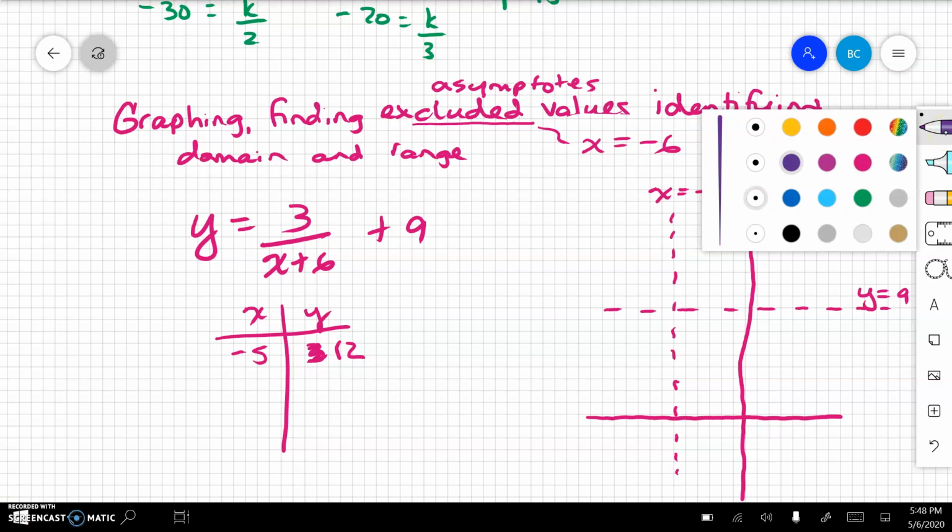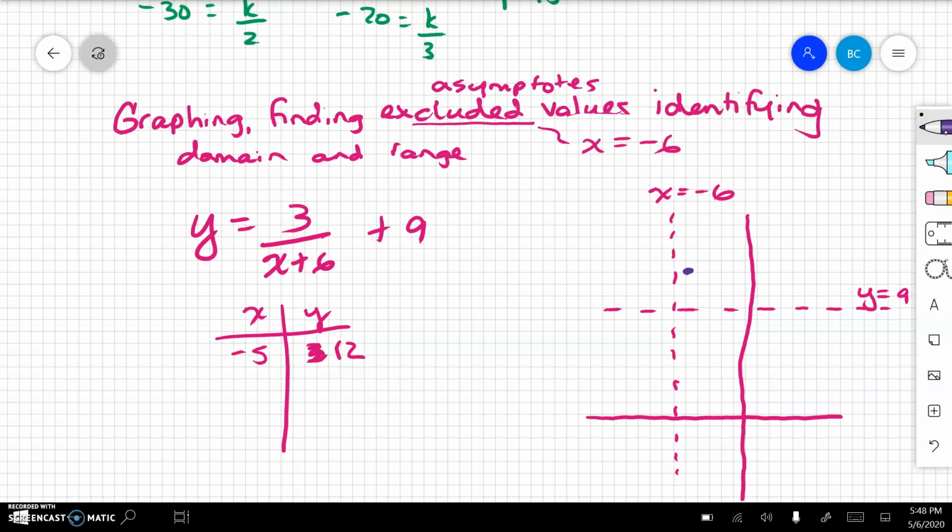So I'm going to change my point, so -5 is going to be right here. 12 is 10, 11, there's 12. So I know actually somewhere maybe at -4, I'm going to have 3. -4 plus 6 is 2, so 3/2 plus 9. So that's going to be 10.5. So at -4, I am right here. I can handle a half. I don't want any other, more precise fraction.